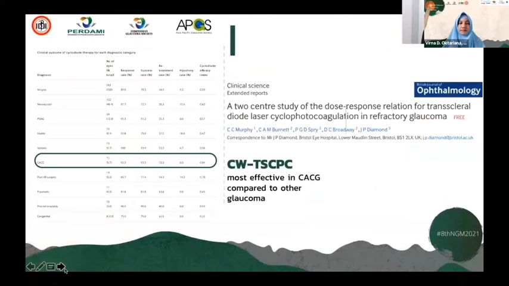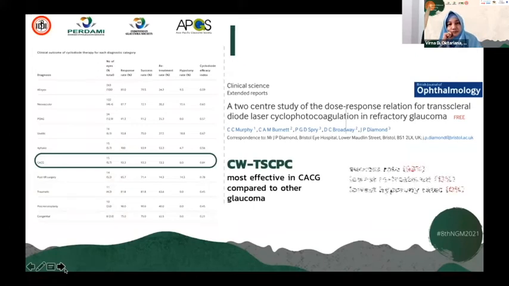This is a study that did conventional CP in refractory eyes, and it nicely shows that in refractory angle closure, TSCPC, the conventional CP, can do better than in other types of glaucoma, because in refractory angle closure the conventional CP can have a higher success rate, the lowest retreatment rate and the lowest hypotony rates.